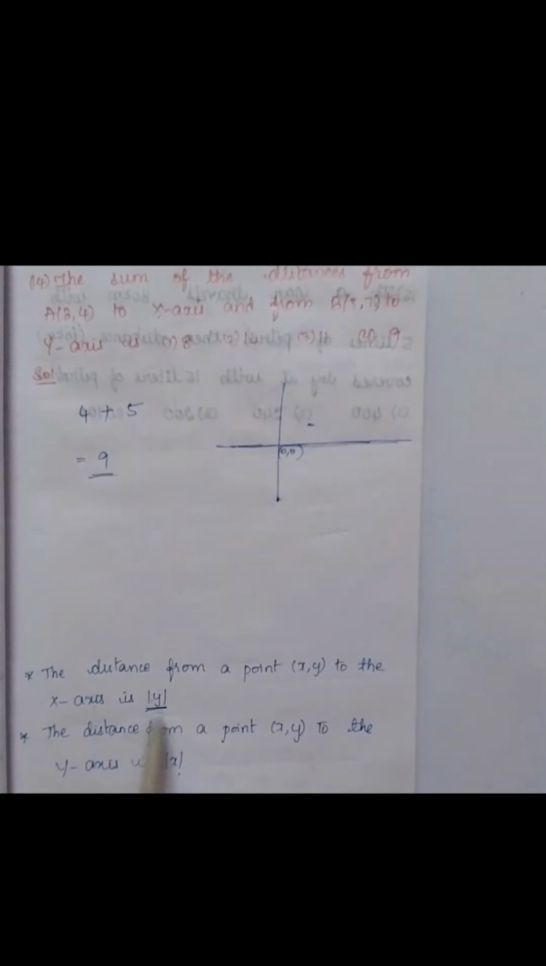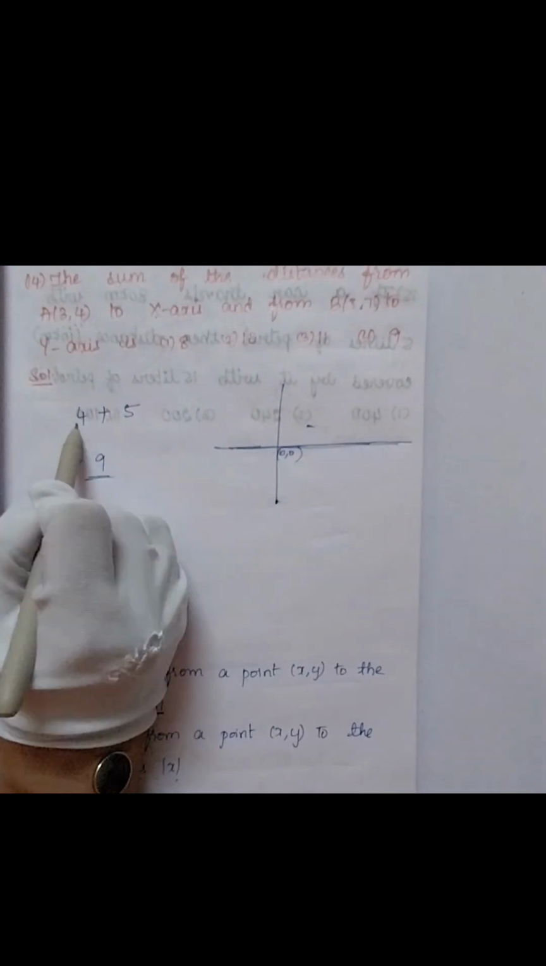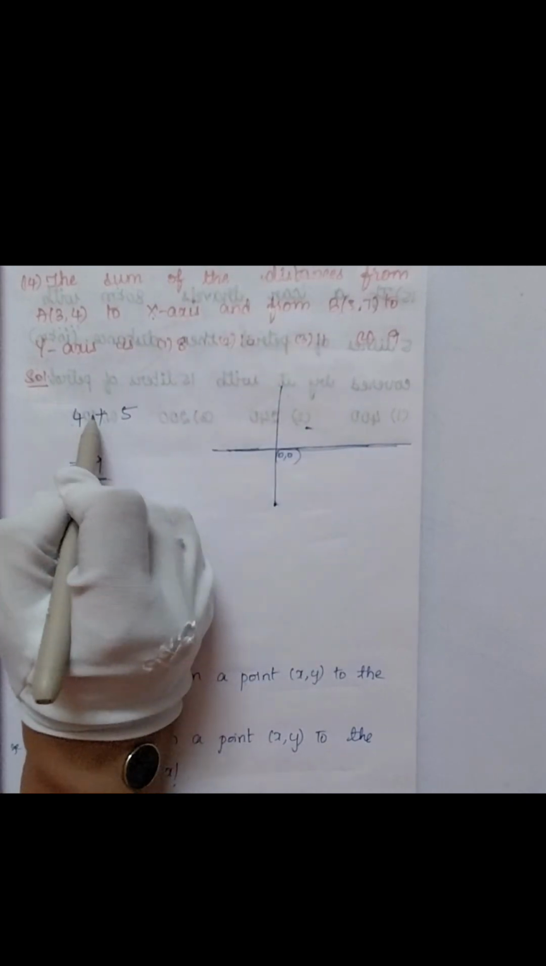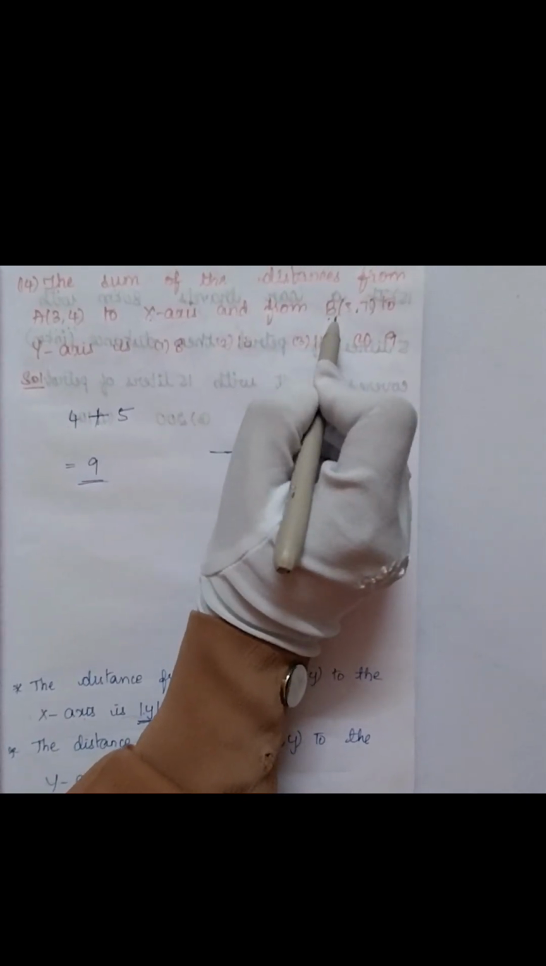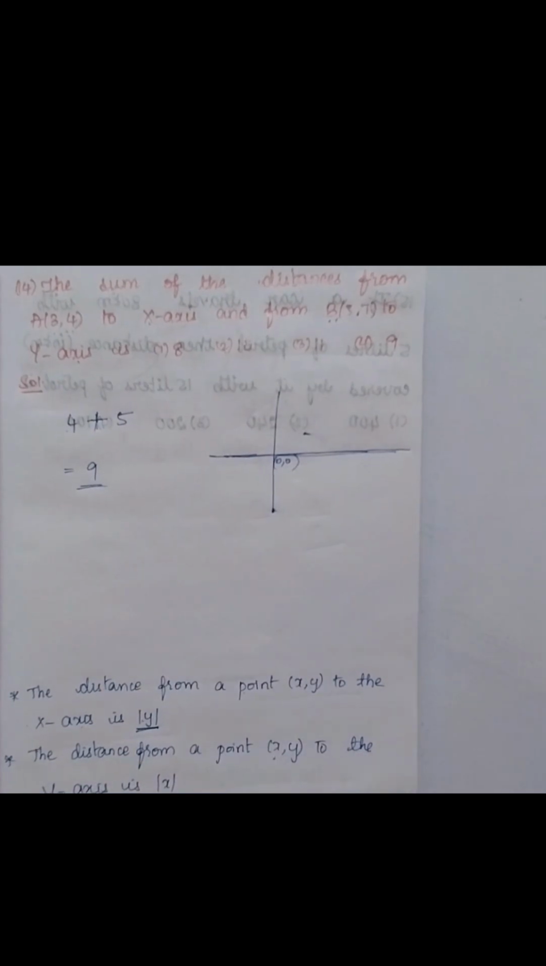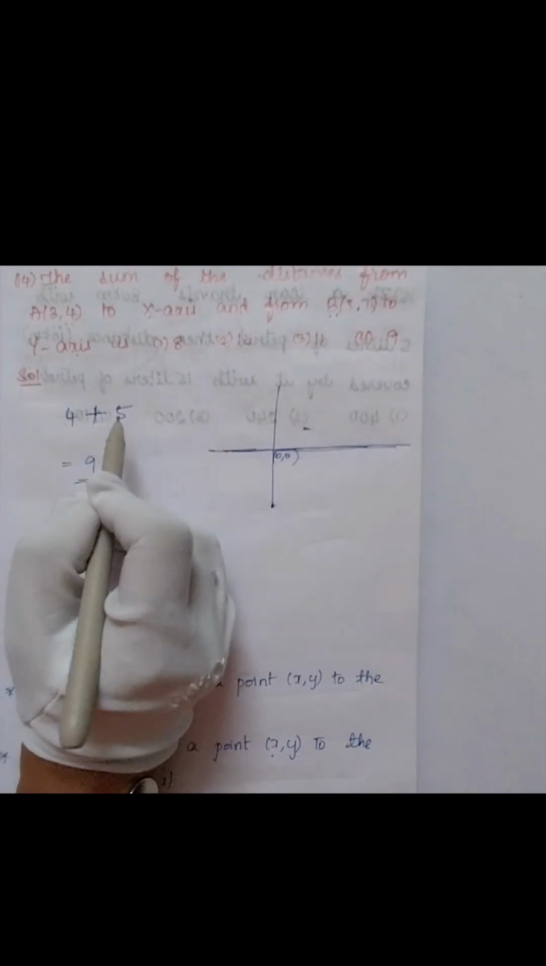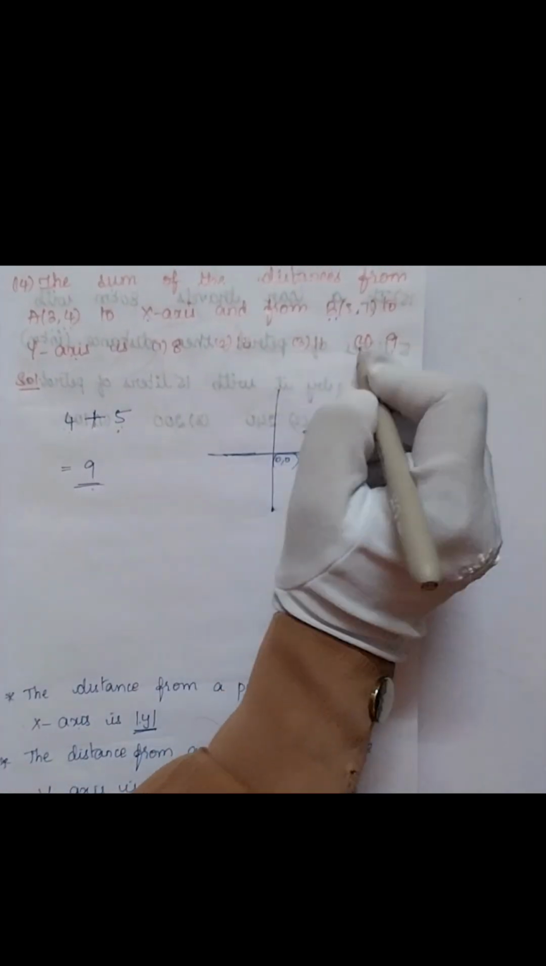I'll tell you again. See here, the sum of distance from the point A to x-axis. What we have written already, the important note point, it is y. So what is y? 4. They are asking sum, so you have to find the addition. And plus from point B to y-axis, the distance is x, which is 5. 4 plus 5 is 9. Which option is 9? The fourth option.